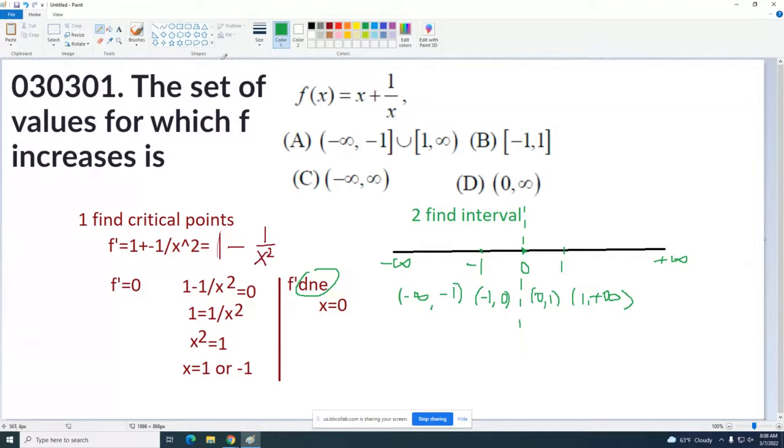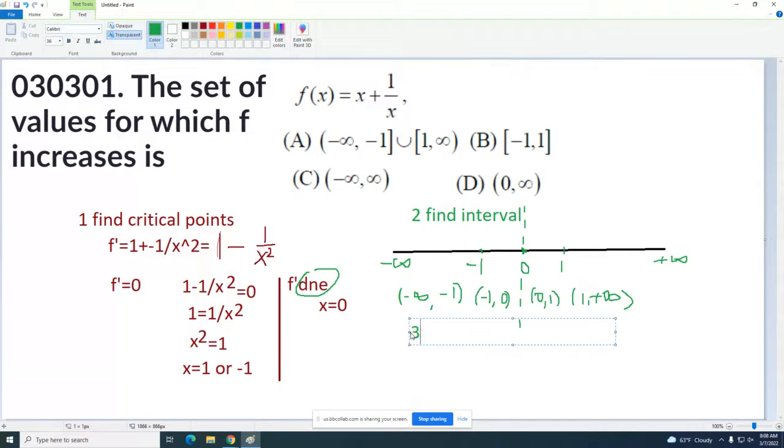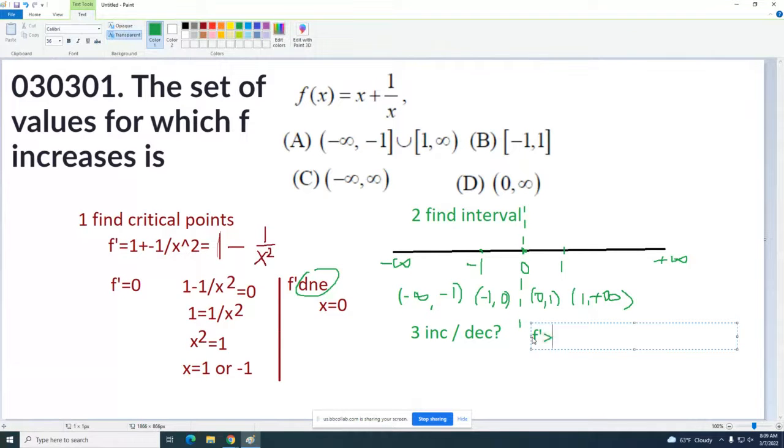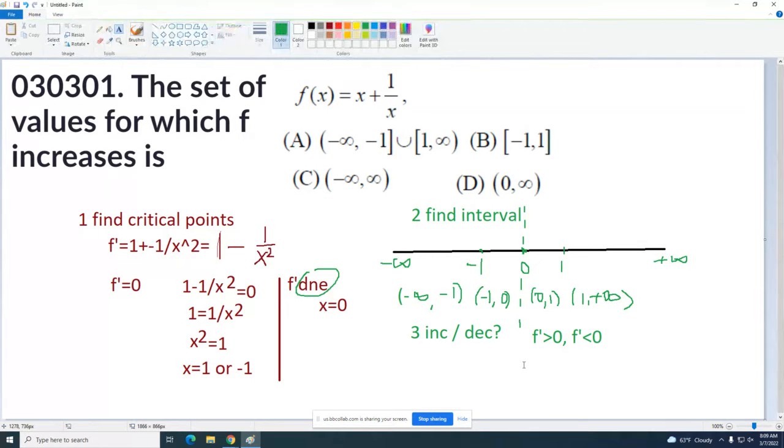So step 3 is to ask yourself, now that we know the intervals, on each interval, is it increasing or decreasing? That's the question. If the derivative is positive, then we know it's increasing. If the derivative is negative, then we know it's decreasing. So now it's down to the calculation of the derivative. On each interval, we will label increasing or decreasing.